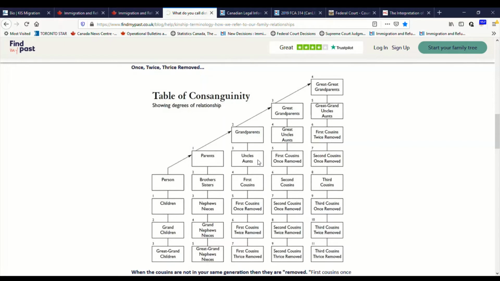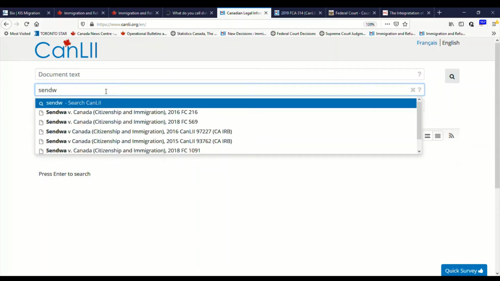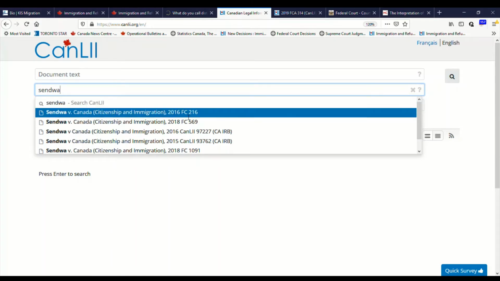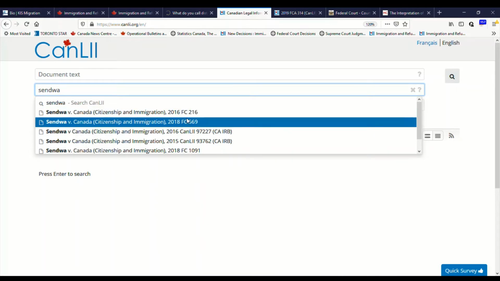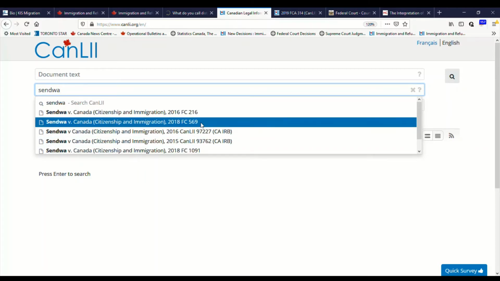Moving on to the common law interpretation. First, you have to be able to find it. You can use the free-of-charge CanLII to find the SENVA decisions. So you'll type in SENVA as the case name, and you can see a listing here already. FC stands for Federal Court; the 2016 decision is considered SENVA 1. And then SENVA 2018 FC is SENVA 2, and there are 2 decisions on that.